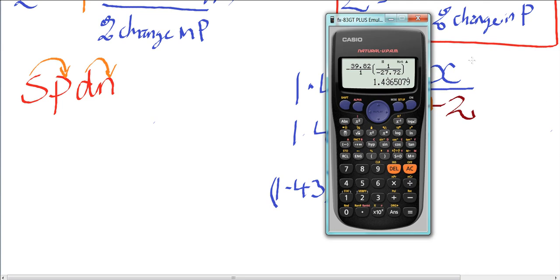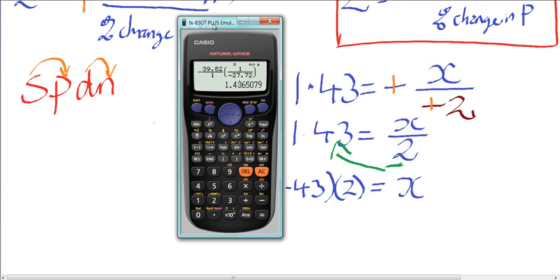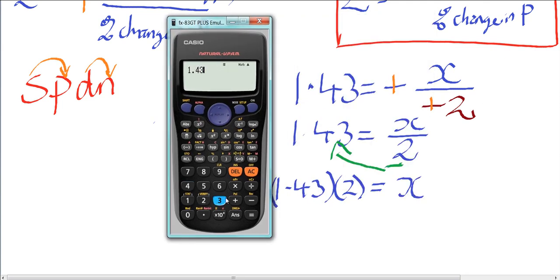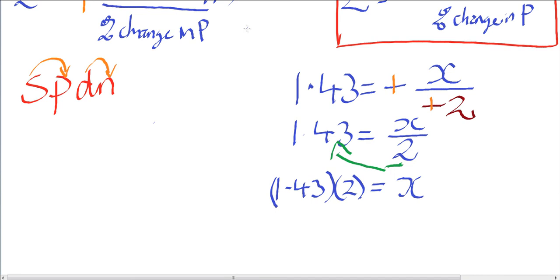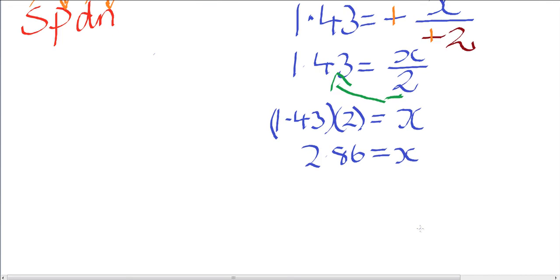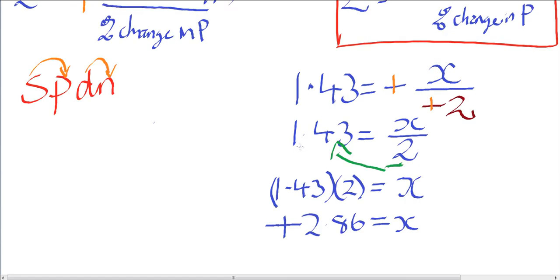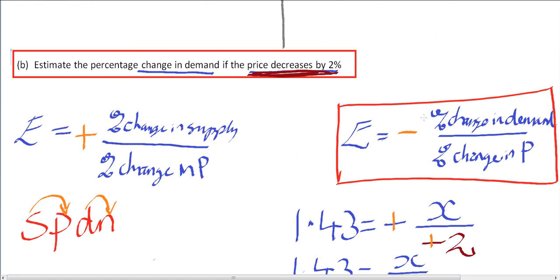So if I go to the calculator, 1.43 by 2 equals, get a decimal place, 2.86. So 2.86 equals x, or in other words, x equals 2.86. So let's better describe that now. Just because it doesn't say it in the calculator, it's a plus 2.86. So that means percentage change in demand, or how do you want to say it?